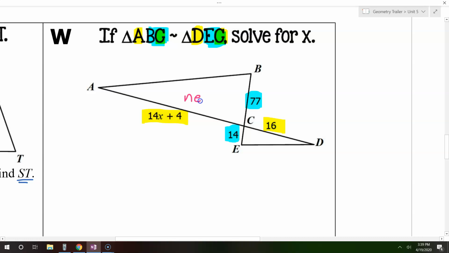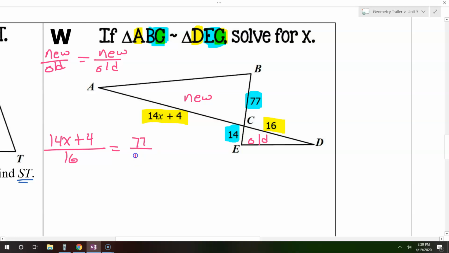All right, pick one triangle to be new and one to be old, and then set up your equation in the form new over old is equal to new over old. Looking at the yellows, new over old would be 14x plus 4 over 16. Looking at the blues, new over old would be 77 over 14. Now I'm noticing that both of these are divisible by 7. So let's reduce. So that's going to be 11 over 2.